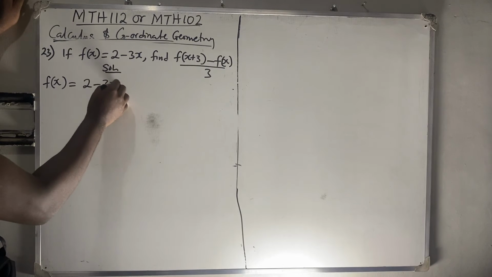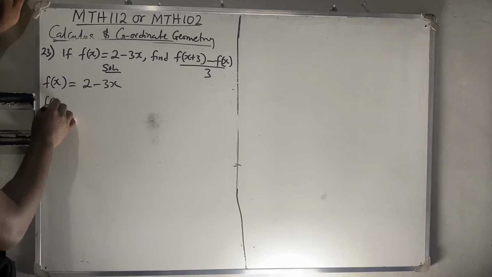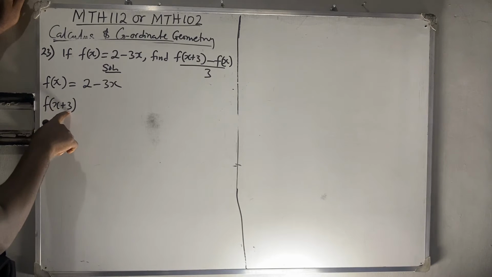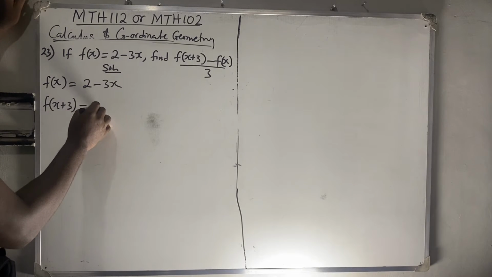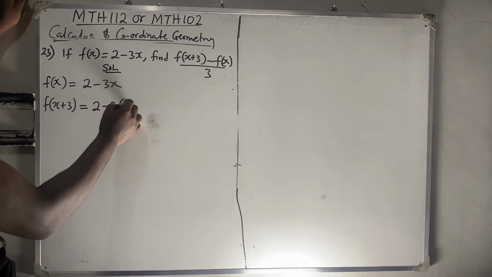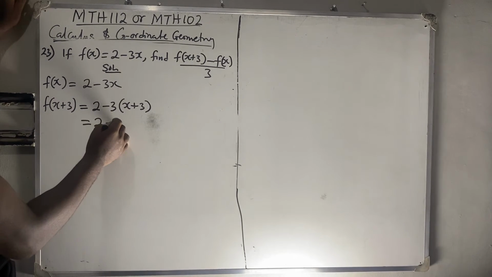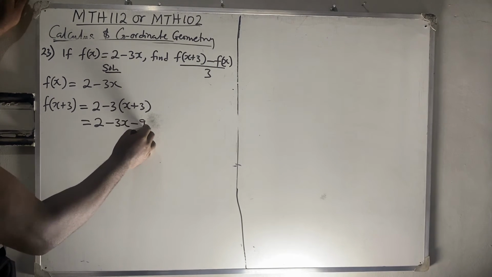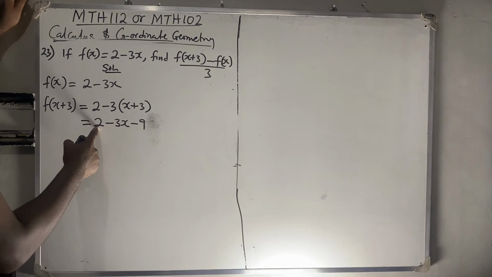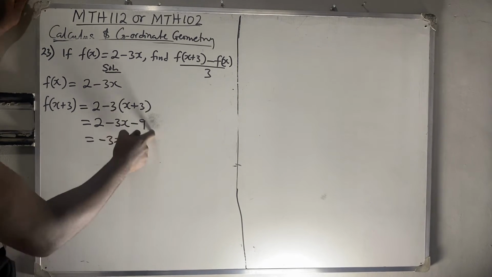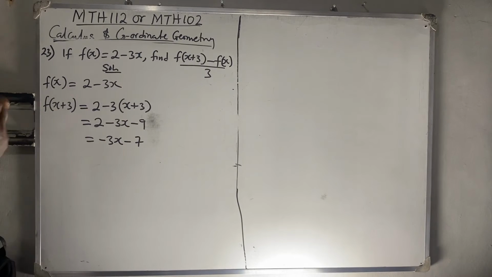2 minus 3x. Then f of x plus 3 is simply, anywhere we see x, replace it with x plus 3. So this is equal to 2 minus 3 into x plus 3. If I open the bracket, I'm going to have 2 minus 3x minus 9, which will give you minus 3x minus, the two of them is giving me minus 7.